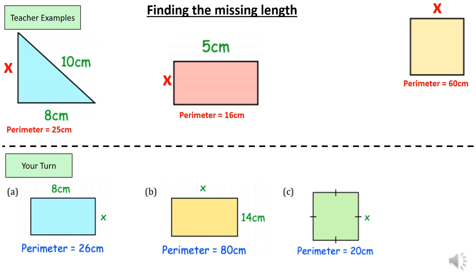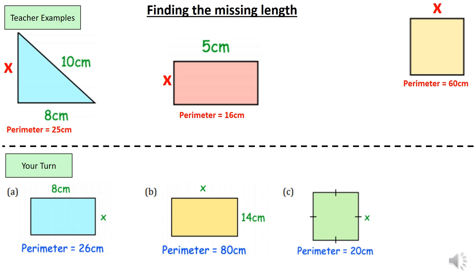Now the first question, if you have a look, there is a triangle. It is a right angle triangle and we have been given 2 of the sides. One of the sides is 8 centimeters, the long diagonal side is 10 centimeters, and there's a missing side which we're calling X for the time being. The other information we've been given is that the perimeter is 25 centimeters, so the total of that triangle is 25. So basically, in other words, you need to work out what the missing length is.